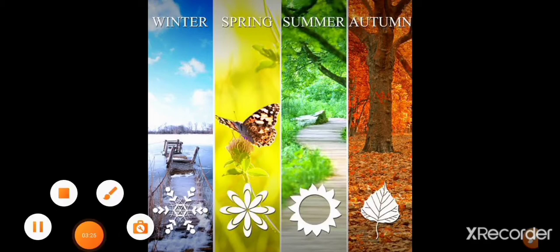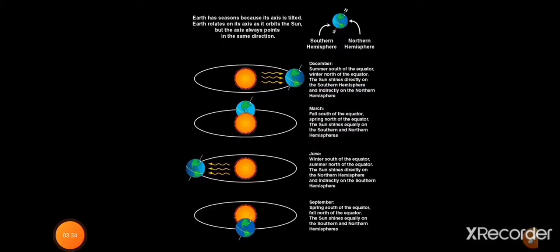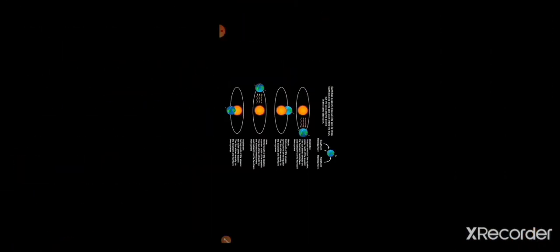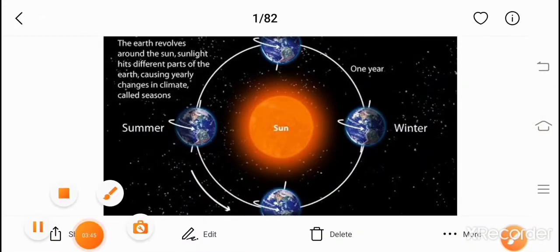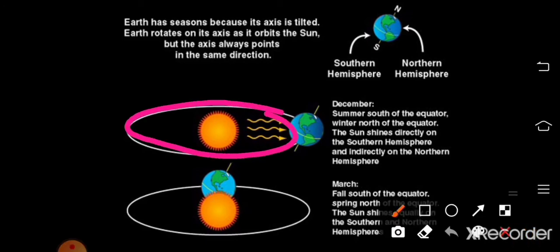So what are the other phenomena causing these seasonal changes or different seasons? Let us check. Here is a brief description of these seasons. So first, the earth is revolving around the sun in an elliptical orbit like this. Okay. So this is the orbit of the earth.